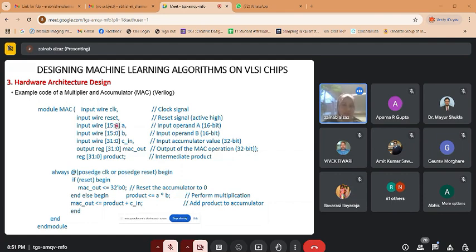So it has inputs clock, reset, and then an input A, B, and then an output, and then an input again. This input is what you're going to add. This is not the product, the output. This is what you're going to add to the product. Now this is the output, Mac out, and then this is the product. This is the product of A and B.